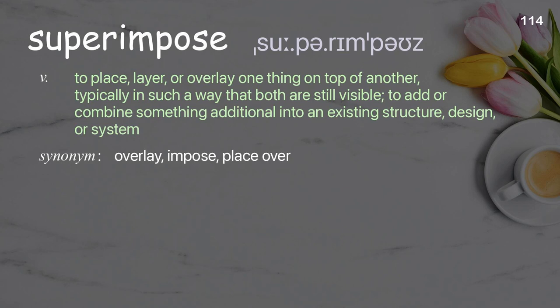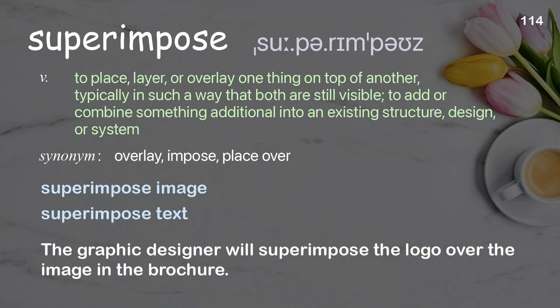Superimpose. To place, layer, or overlay one thing on top of another, typically in such a way that both are still visible. To add or combine something additional into an existing structure, design, or system. Examples. Superimpose image. Superimpose text. The graphic designer will superimpose the logo over the image in the brochure.